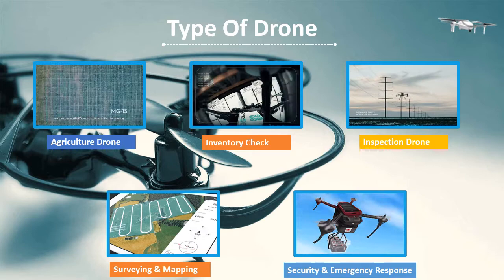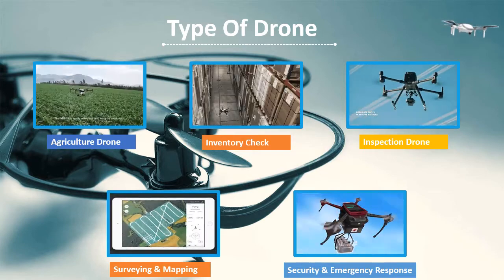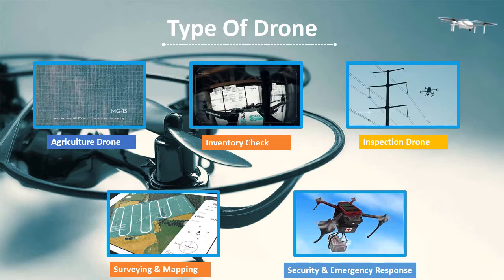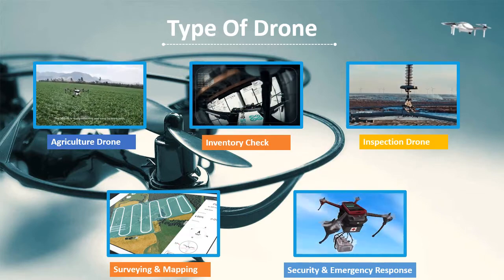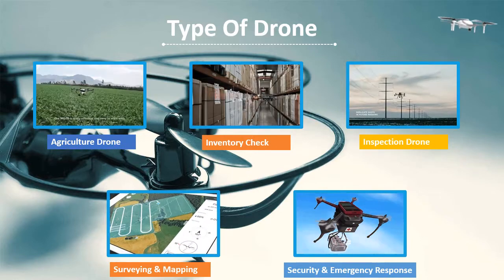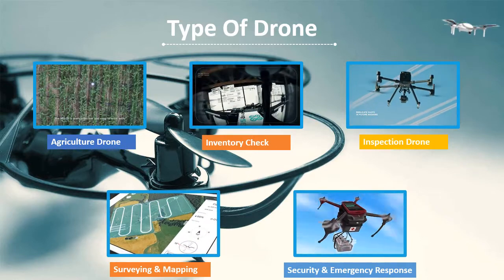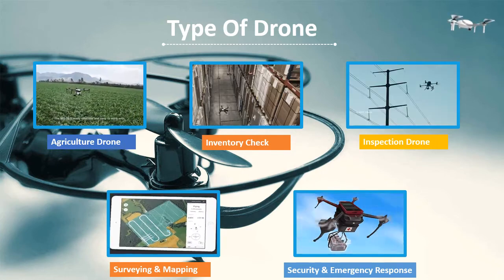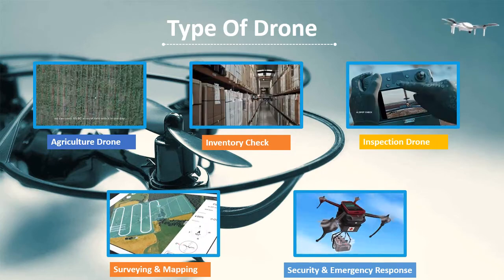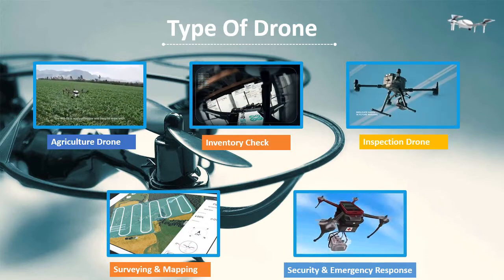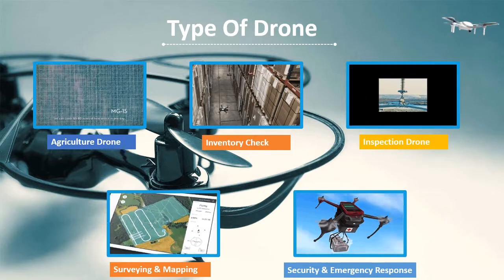The second drone is the inventory check drone. With the help of the inventory check drone, supply chain management activities like receiving, dispatch and physical verification can be done with the help of these drones. Inspection drone. Inspection drones are designed in such a way that they can reach any place very efficiently. With the help of an inspection drone, action can be taken more efficiently and safely.